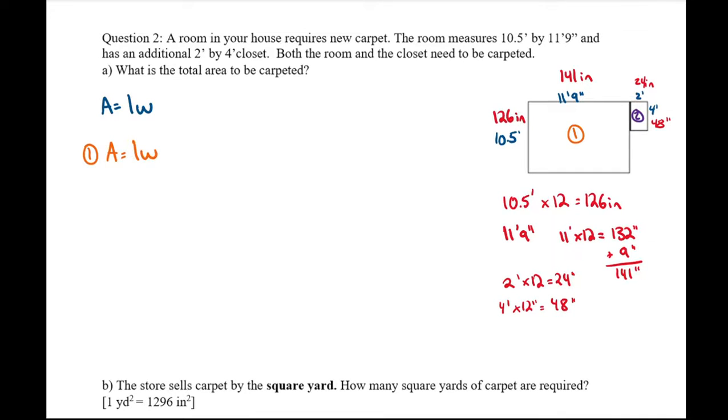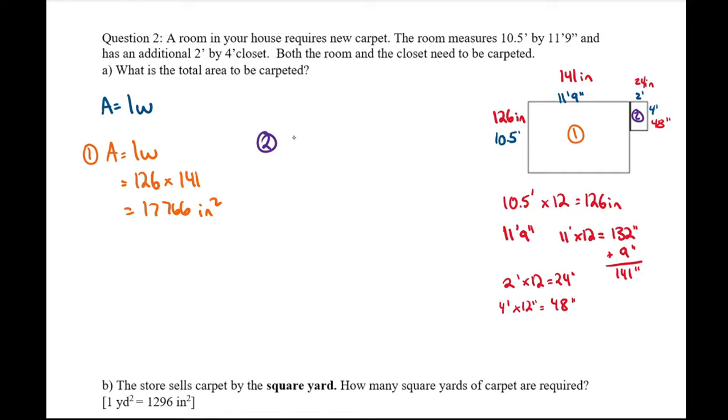So the area, length times width, I have 126 inches multiplied by 141 inches gives me 17,766 inches squared. Again, remember we're dealing with area. Area, the units are always squared.